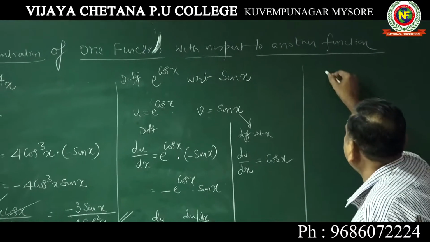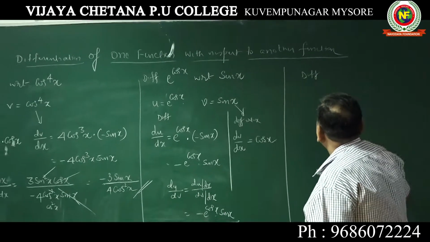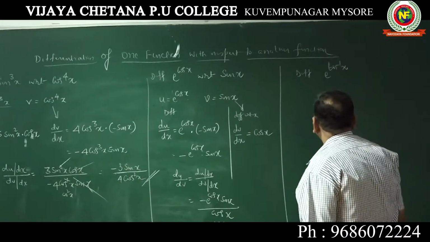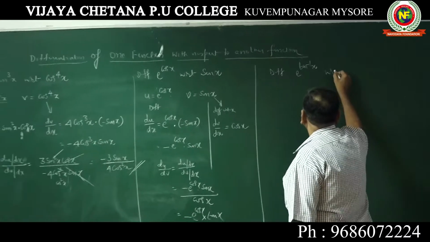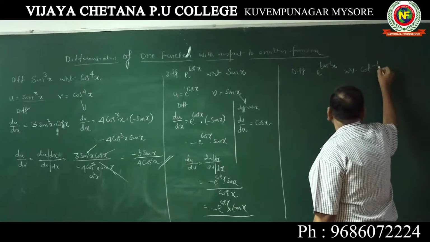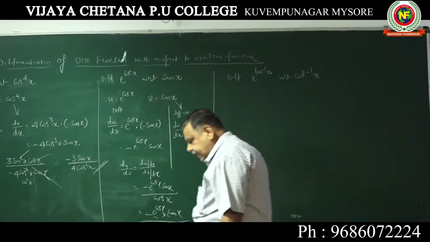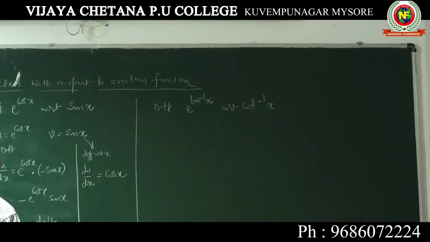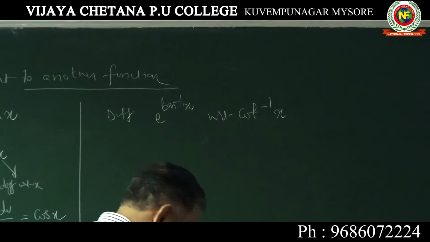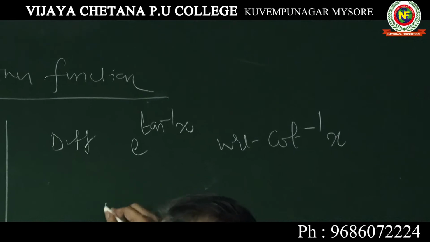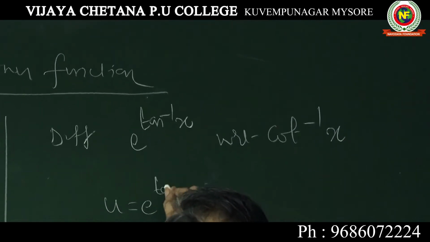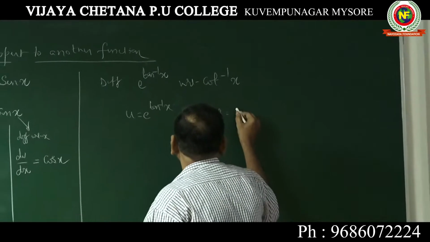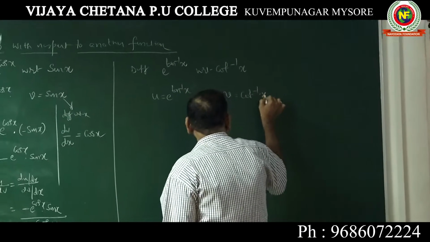Yes, differentiate e to the power of tan inverse x with respect to cot inverse x. WRT means with respect to. Take u as e to the power of tan inverse x and v as cot inverse x. Choose u and v.